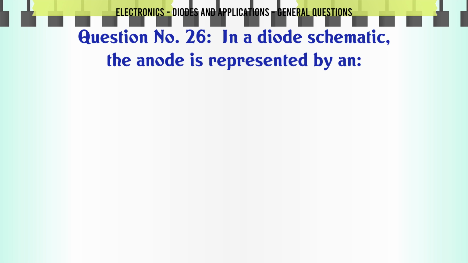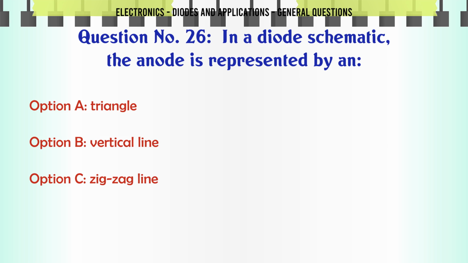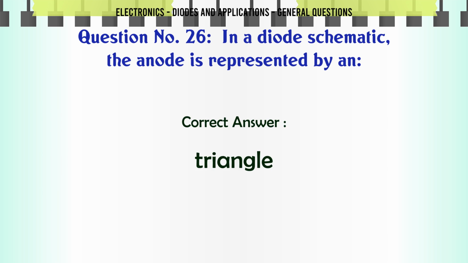In a diode schematic, the anode is represented by a: A. Triangle, B. Vertical line, C. Zigzag line, D. Element indicator. The correct answer is triangle.